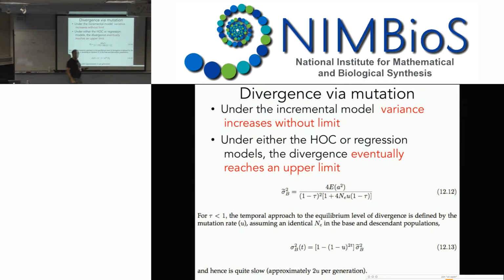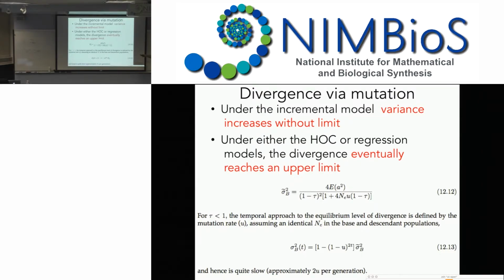And again, remember the house of cards model, it says if I have an allele and it mutates, the effect of that new mutant is independent of where it started from. Whereas under the incremental model, the effect of the new mutation is where it started from plus some random increment. The regression model is basically tau times the current value plus a random increment. Tau equals 0 gives me house of cards. Tau equals 1 gives me the incremental model.